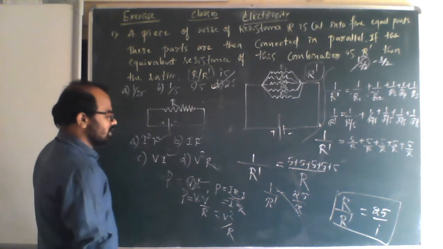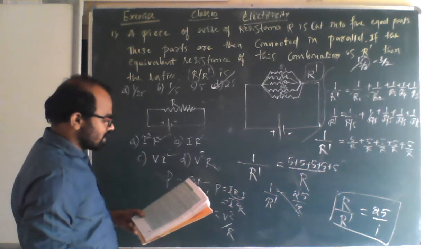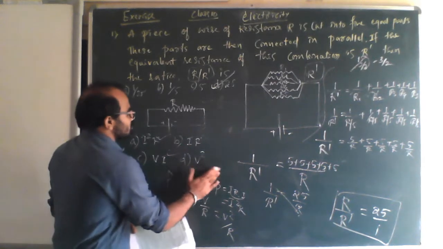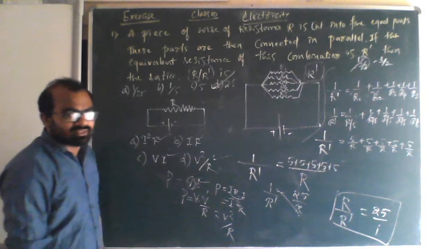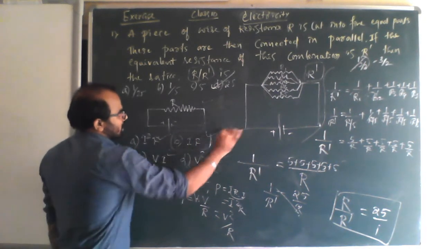Another one we will check. We got I square R, IR square, VI, and V square by R. This one is V square by R, so V square by R is there. This cannot be the answer. So the answer is B. So the correct answer is B.